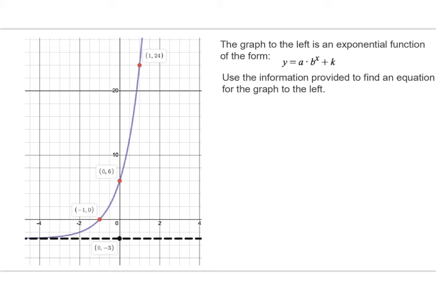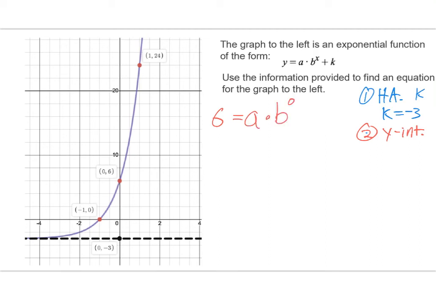We're doing this again, and again we're going to start with our asymptote. That's going to be our k value. So in this case, k is equal to -3. Then we're going to switch and use our y-intercept, because that's where x is equal to 0. So when I plug that in, we've got 6 for the y is equal to a times b to the 0, and we said k was -3, so -3. b to the 0 is 1. If I add 3 to the other side, I get 9 is equal to a. Okay. Then we're going to use another point.